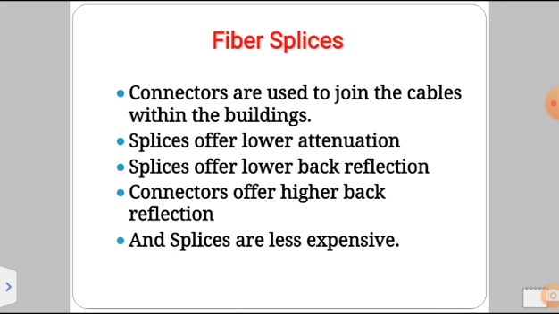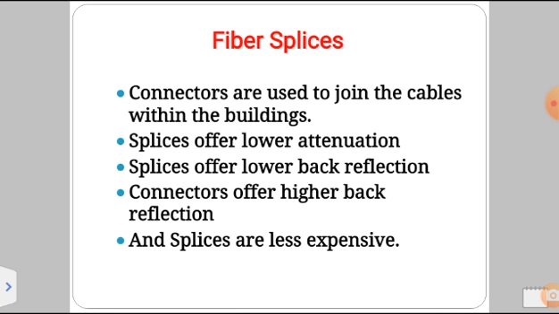Back reflection is very low because the alignment is properly done, with core-to-core and cladding-to-cladding interfacing well done. And connectors offer higher back reflection. Connectors can be dismantled and reconnected, so it's a temporary, or semi-permanent, connection. It is not a permanent one. It has higher back reflection.